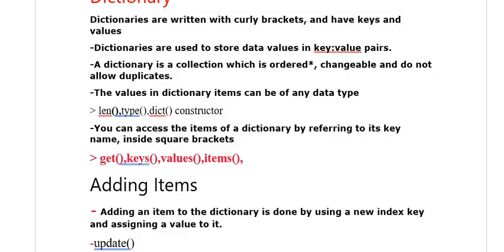You can access the items of the dictionary by referring to the key name. So we have to use the key name, not the index value. To retrieve the value, we have to refer to the key name inside the square brackets. Inside the square brackets, we mention the key name so that we get the value of that key.